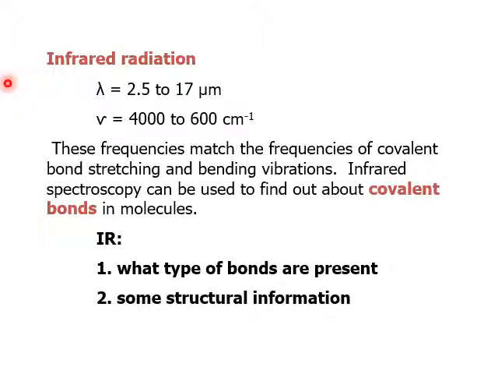And then once we start seeing the frequencies of each functional group, you'll see that they land between 600 and 4000. So these are the frequencies that match the frequencies of covalent bond stretching and bending vibrations. So we'll learn how IR affects molecules.